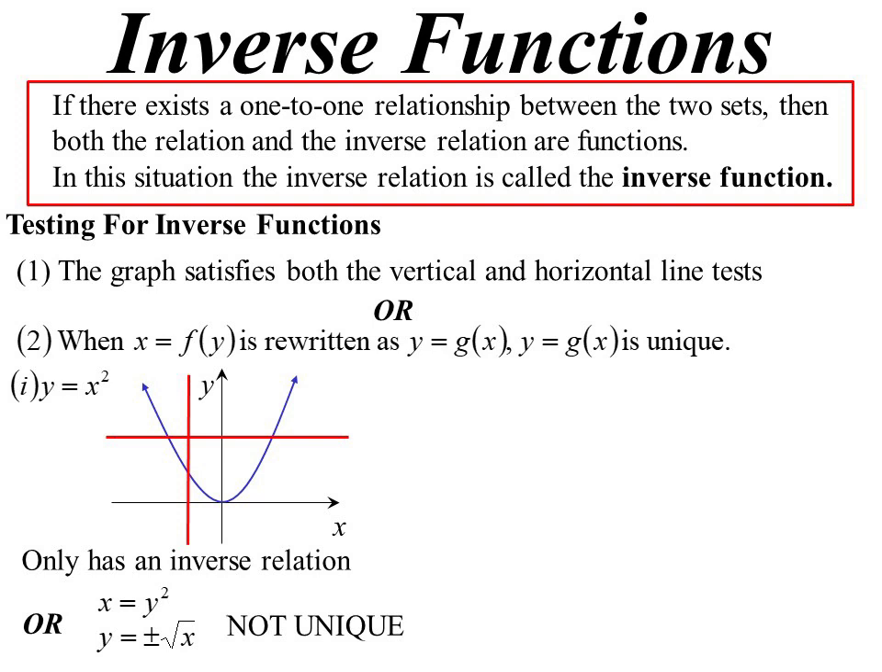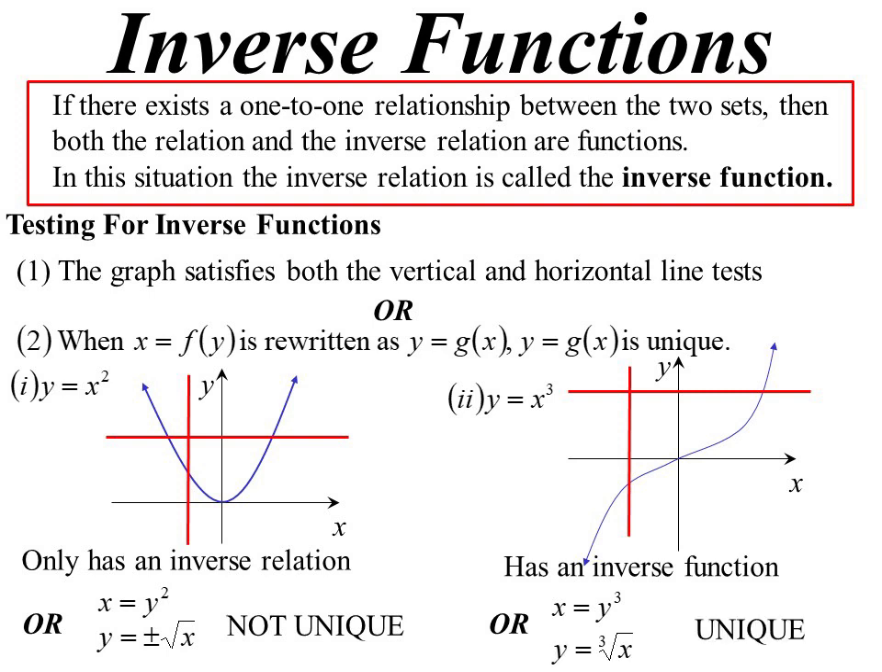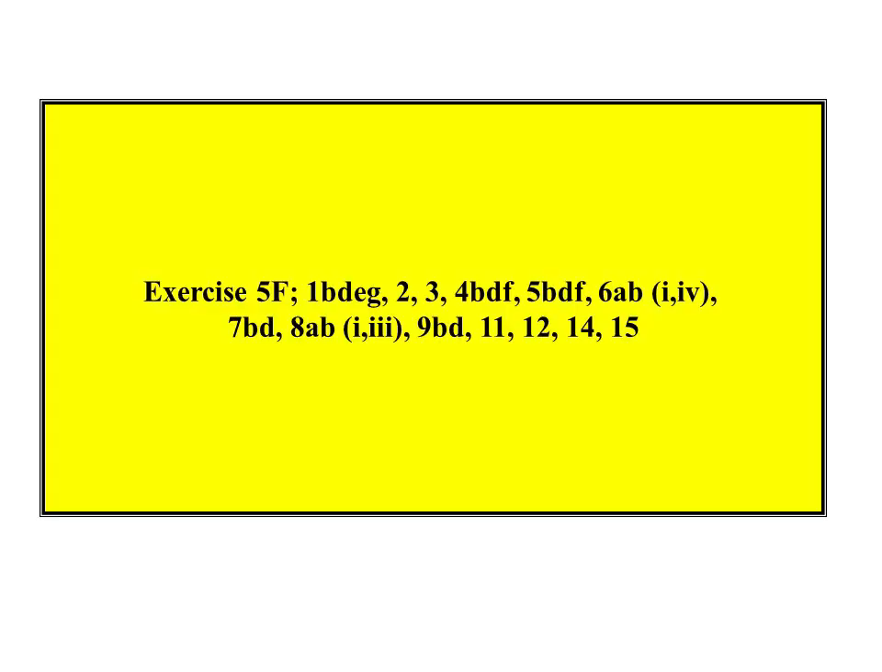Not an inverse function. As opposed to, say, the cubic, vertical line test, beautiful, it's a function. Horizontal line test, again, no matter where I put that horizontal line, it'll satisfy that rule. So yes, it does have an inverse function. Algebraically, swap them, x equals y cubed. So y is the cube root of x, and if we're dealing with real numbers, there is only one cube root of x. So it is unique, so it has an inverse function. So 5F is on inverse relations.